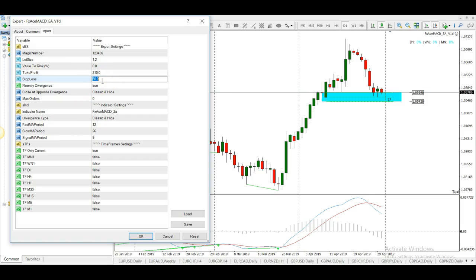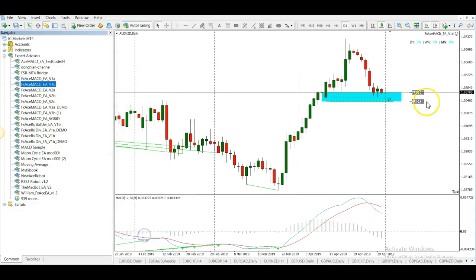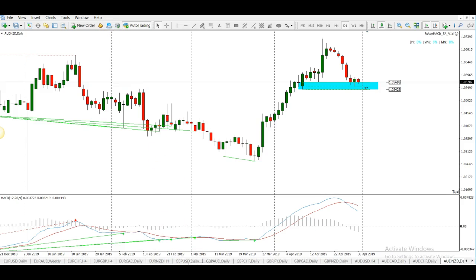Stop loss. So 100, but I'll do that later. Classic max orders is 1 and true time frames now. Do a 4 hour, a 1 hour, and a 30 minute. Okay. We've got the smiling face, and that's her turned on.